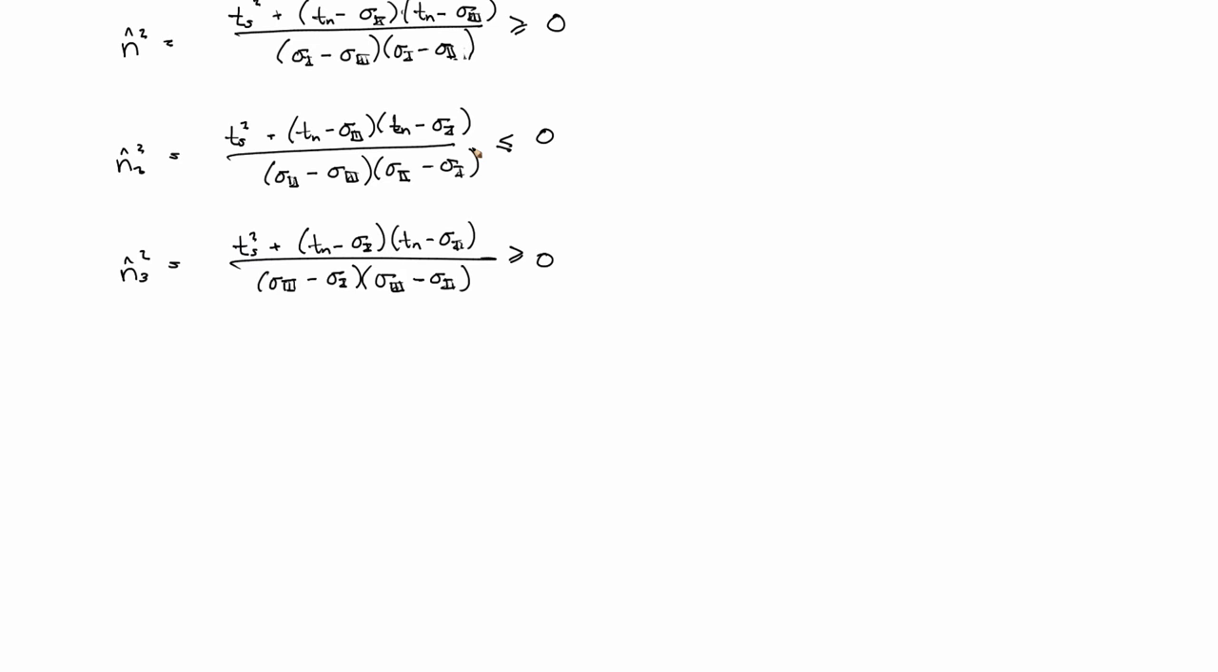So, okay, so now we have some inequalities, and in each case, we're going to multiply by the denominator to clear it out, right? So if I multiply both sides of this inequality by the denominator, then I get rid of it, right? So I clear it out, and then I'm going to add 1/2 sigma 2 minus sigma 3. And that'll be clear why in a second.